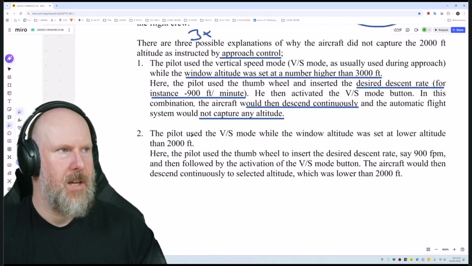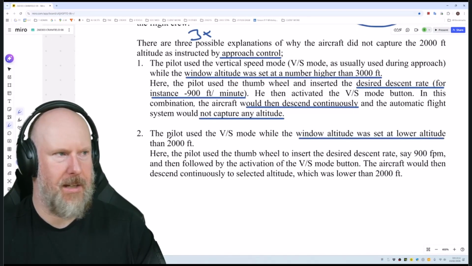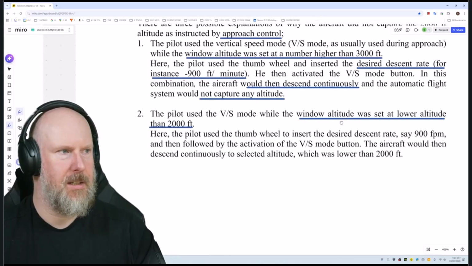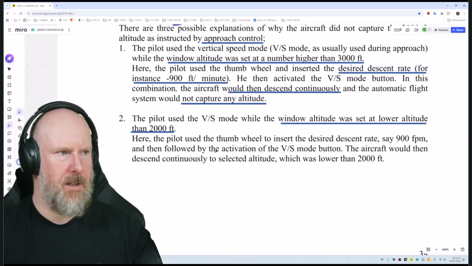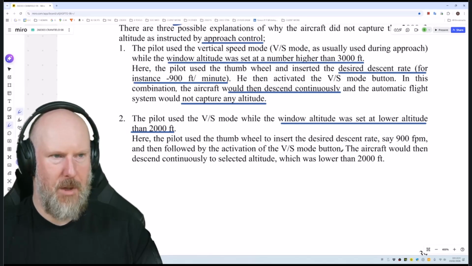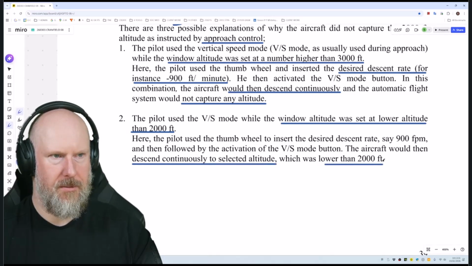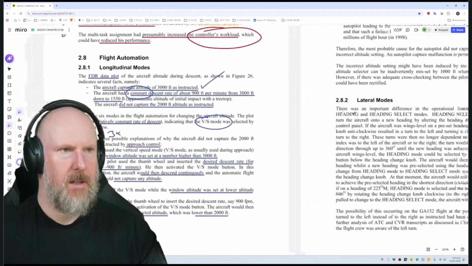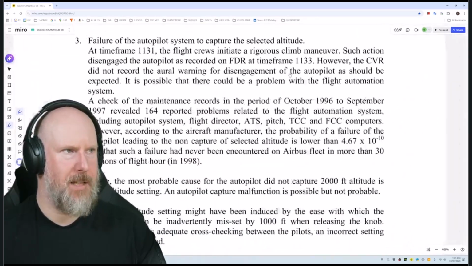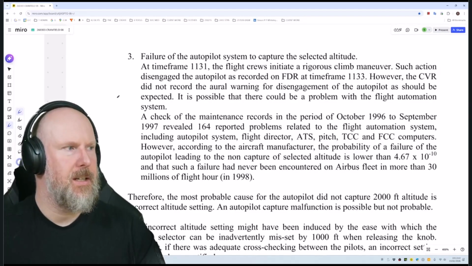The pilot used the vertical speed mode while the window altitude was set at a lower altitude than 2,000 feet. Okay. Here the pilot used a thumb wheel to insert the desired descent rate, followed by the activation of the vertical speed mode button. The aircraft would then descend continuously to the selected altitude, which was lower than 2,000 feet. Okay, so that's another explanation. And then finally, failure of the autopilot system to capture the selected altitude.